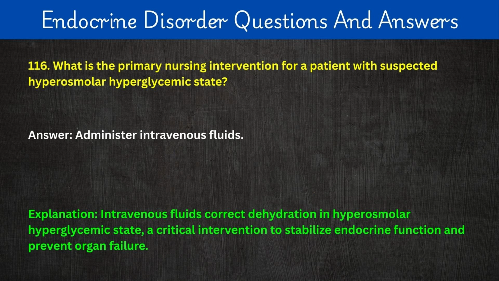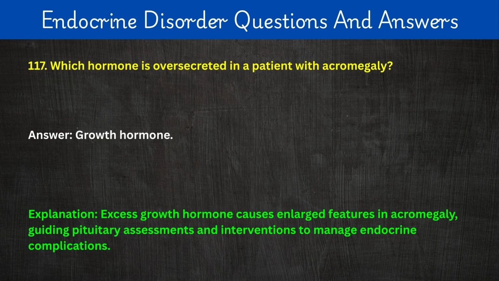116. What is the primary nursing intervention for a patient with suspected hyperosmolar hyperglycemic state? Answer: administer intravenous fluids. Explanation: intravenous fluids correct dehydration in hyperosmolar hyperglycemic state, a critical intervention to stabilize endocrine function and prevent organ failure.